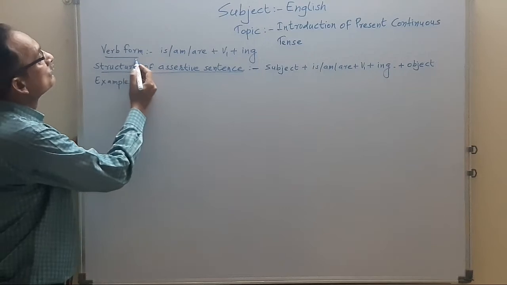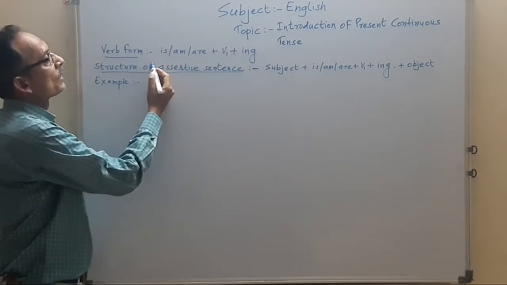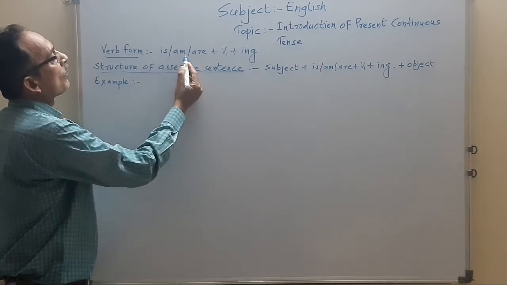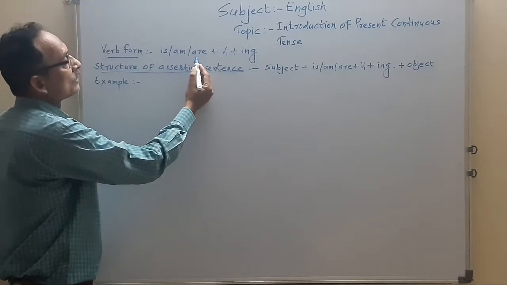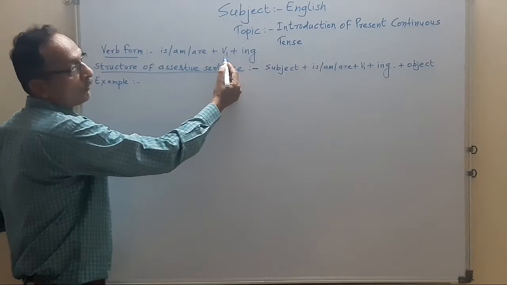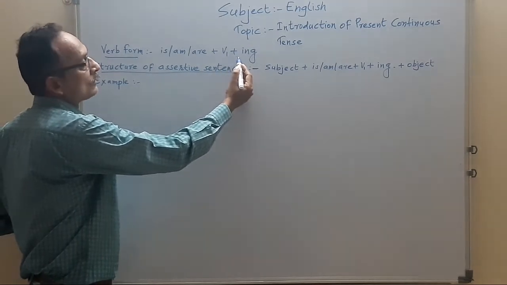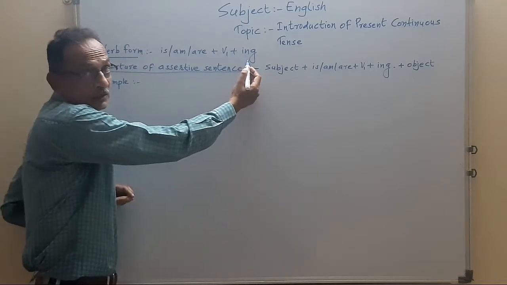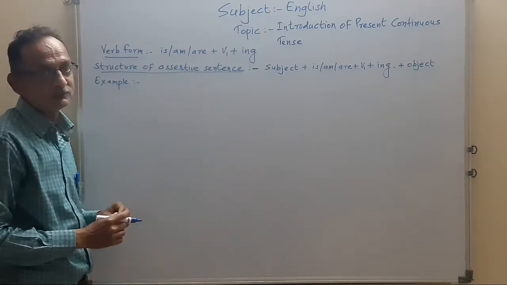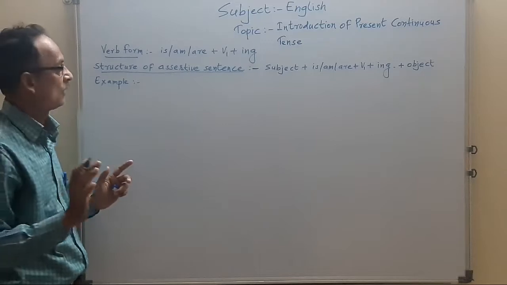The verb form for present continuous tense is: is, am, are. It is the to be verb. Then the main verb in the base form, and we join the participle as ing. So we should know where we should use is, am and are.